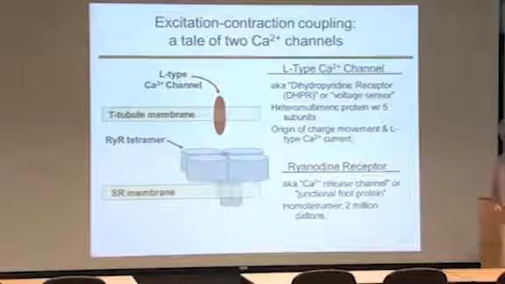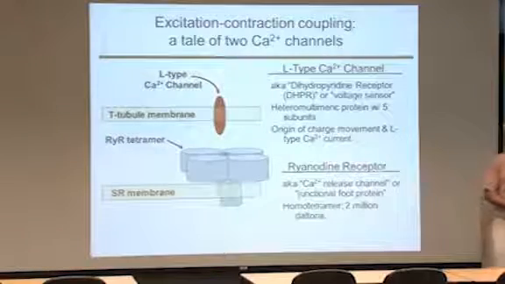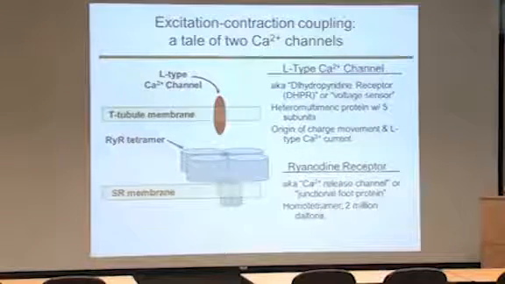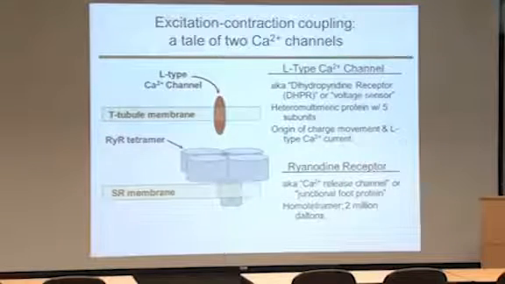So excitation contraction coupling, regardless of whether it's cardiac or skeletal muscle, and I'm not going to talk about smooth muscle, that's kind of a special case. It's really the story of two calcium channels. The L-type calcium channel that's in the transverse tubule membrane and the ryanodine receptor, which is in the sarcoplasmic reticulum.